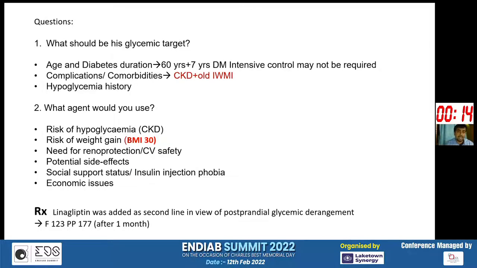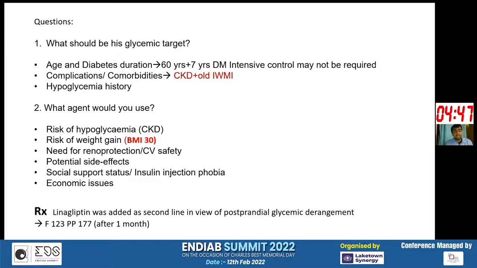So choosing a second line agent has to have a holistic approach. We have to keep in mind the risk of hypoglycemia and CKD, and the risk of weight gain since the patient already has a BMI of 30. And we also need an OAD which can offer renoprotection and CV safety. However, we also have to consider potential side effects of oral antidiabetic agents.